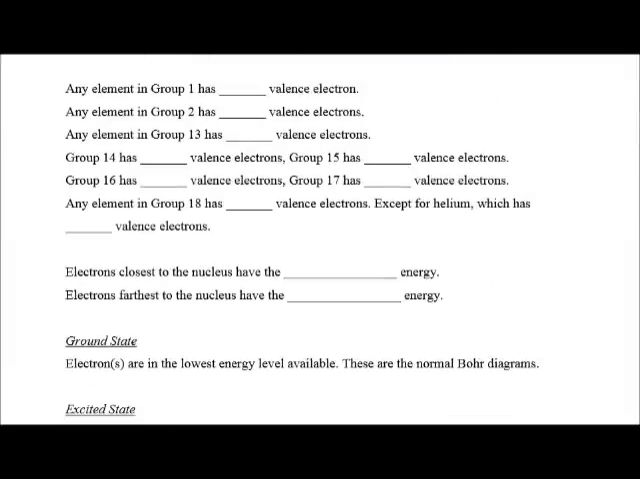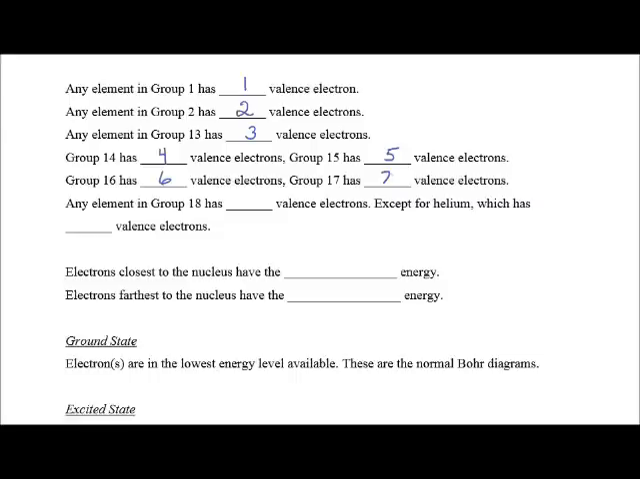Any element in group 1 will have 1 valence electron. Any element in group 2 will have 2 valence electrons. So we're seeing a pattern. If we skip the transition elements and go over to group 13, which starts with boron, drop the "ene", and that will tell you the number of valence electrons. So group 13 is 3 valence electrons. 14 is 4, 5, 6, 7.